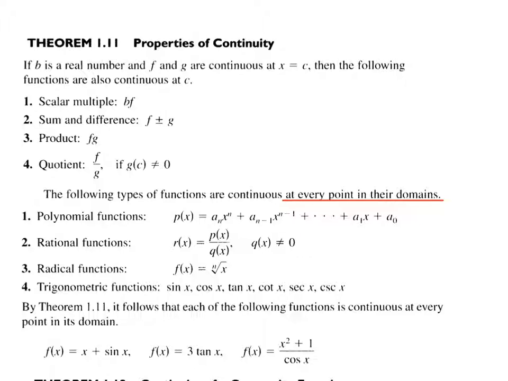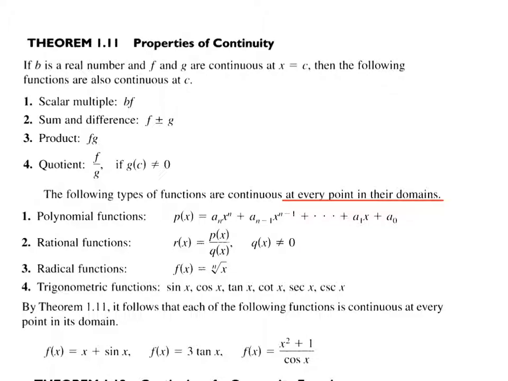The radical functions. And notice here the index doesn't have to just be a square root. It could be a cube root, fourth root, whatever. Again, at every point in their domains. And then also the trig functions: sine, cosine, tangent, cotangent, secant, cosecant. Obviously four of those have asymptotes. So those are discontinuities, but those aren't in the domain. Every other value in the domain we can say it's continuous at.